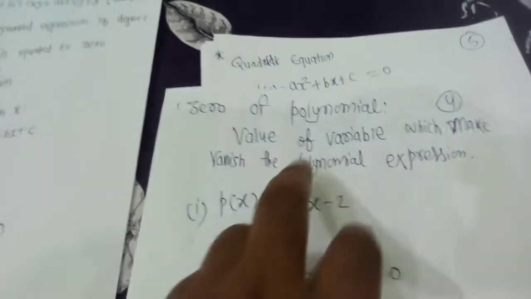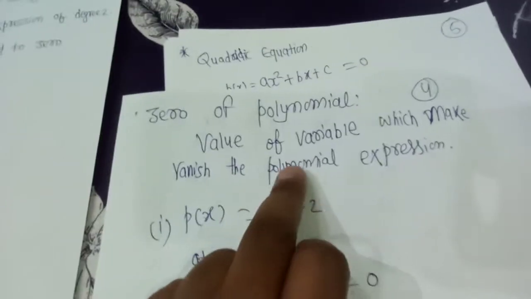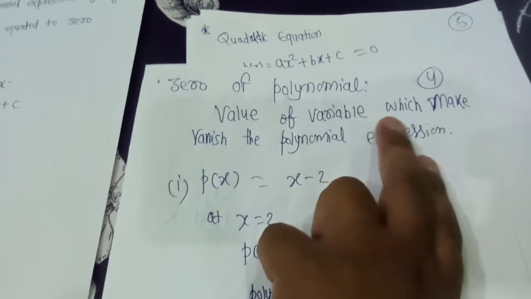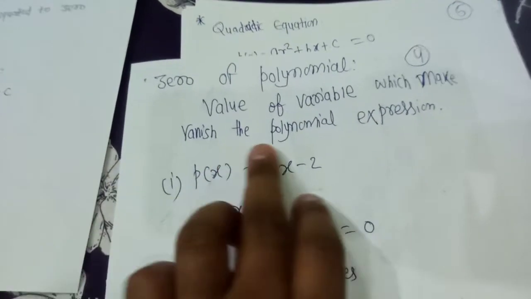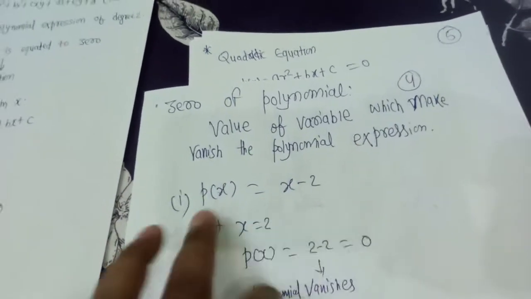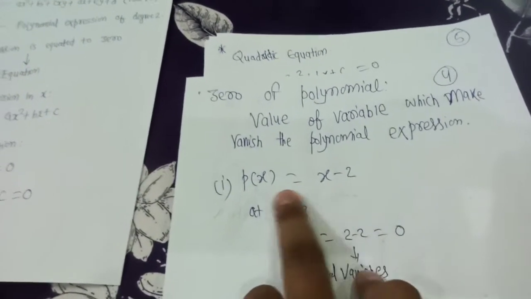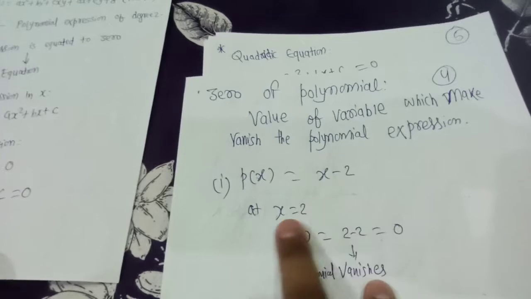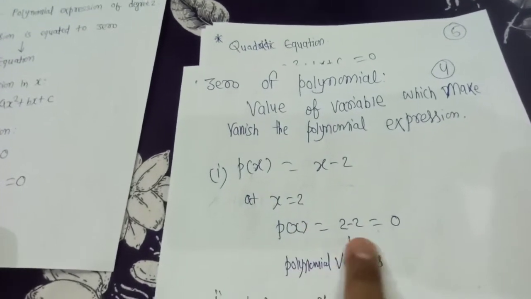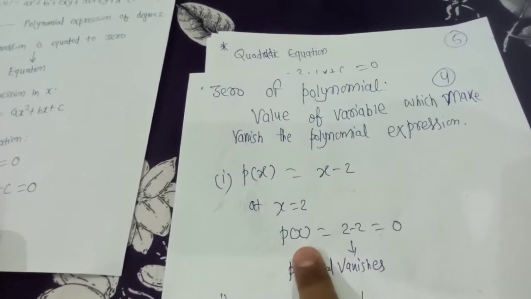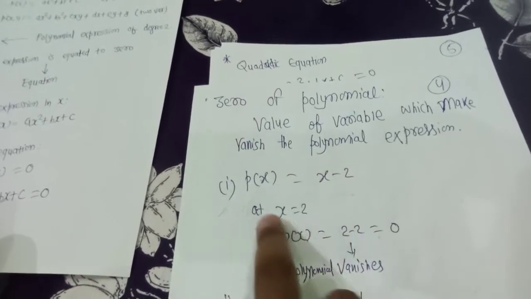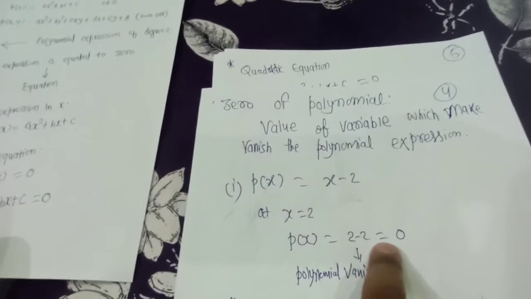What is the zero of the polynomial? The zero of the polynomial is the value of the variable in the polynomial which makes the polynomial expression vanish. For example, this is a linear polynomial in x, p of x equals x minus 2. At x equals 2, p of x equals 0.